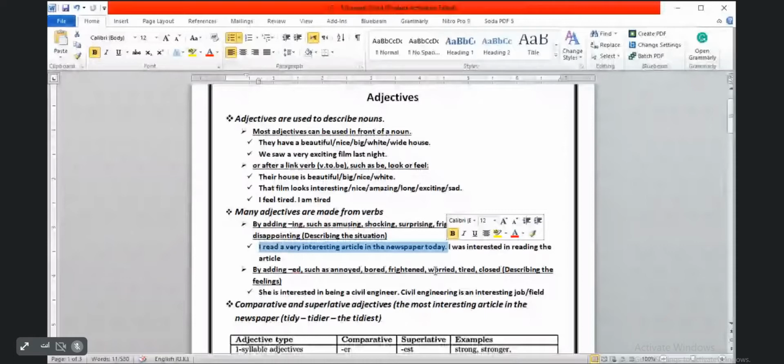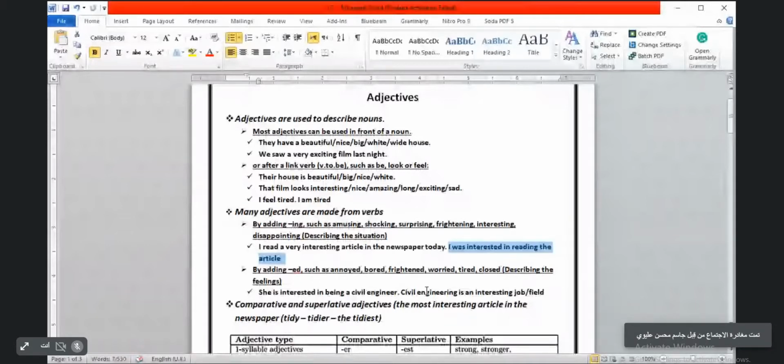Now, look at the other sentence. I was interested in reading the article. So interested now is different. Interested here doesn't describe the article. هنا ما جاي تصف الارتيكل.